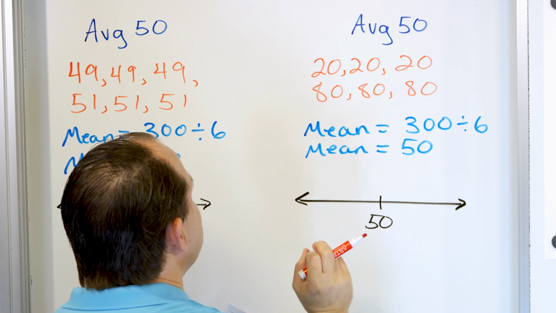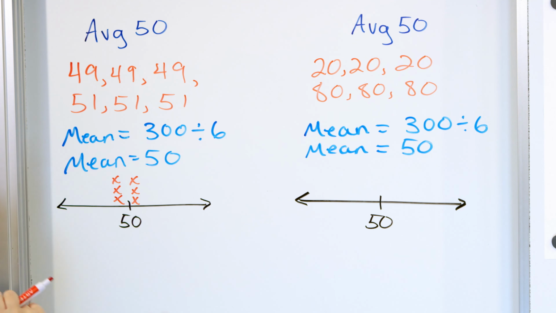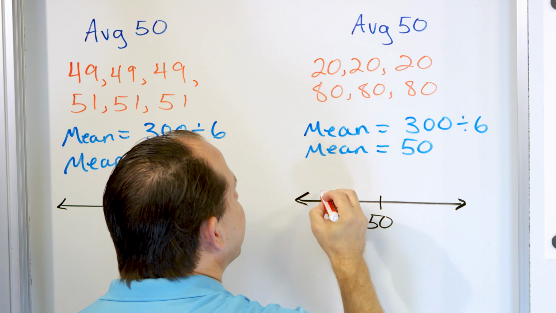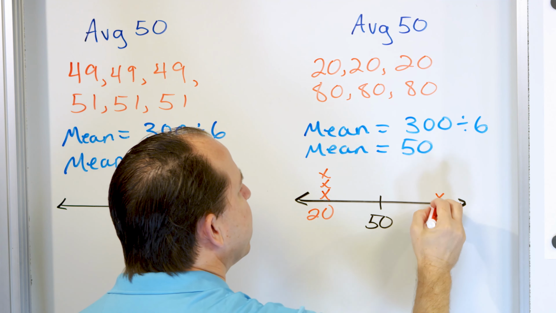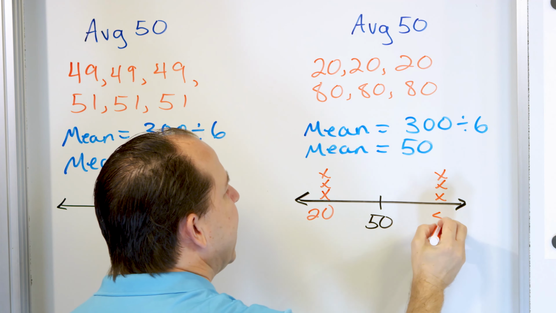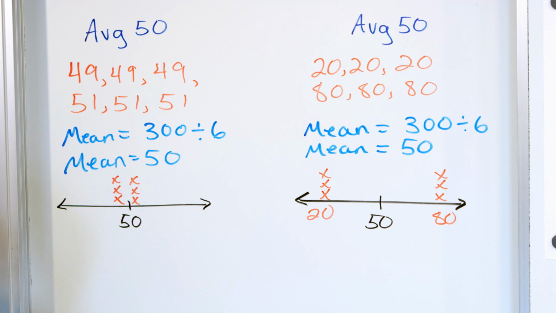Because you have the 3 at 49 and the 3 at 51, right? But over here, you have 3 grades much lower down here at 20. And you have 3 grades much higher, up here at 80. You see what I'm saying? When you look at these 2 situations, they both give you an average of 50. Why?